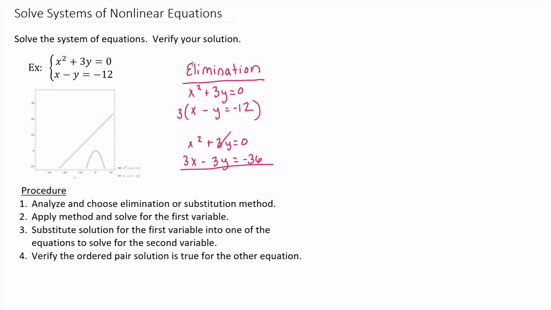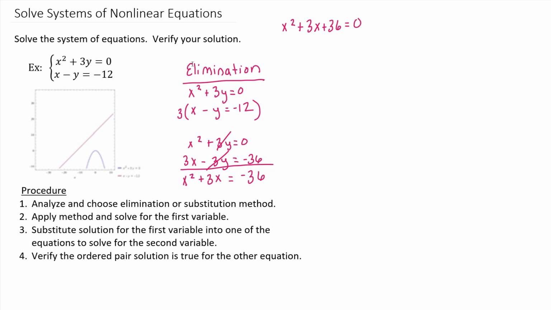Now notice the 3y and the negative 3y will add out. But as far as these terms are concerned, this is x squared and this is 3x, so those don't combine. Just make sure you write both of them. Don't try to put them together. It equals negative 36, so you have a quadratic. The easiest way to solve a quadratic is to get everything on the same side. So I'm going to add 36 to both sides, which leaves me 0 on the right.